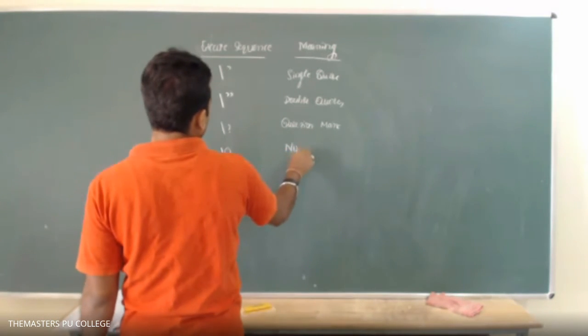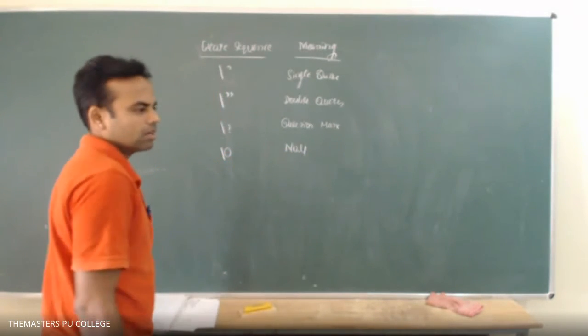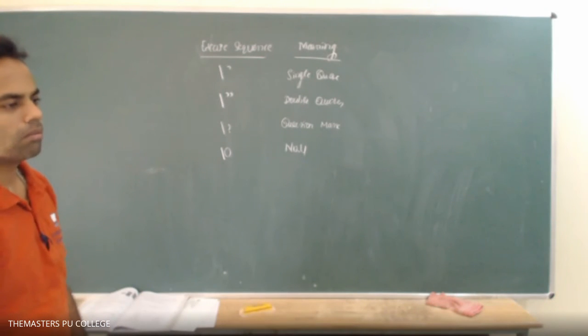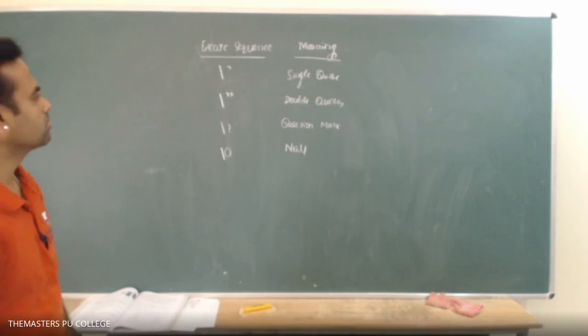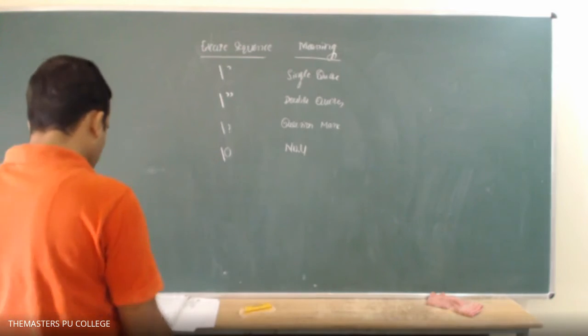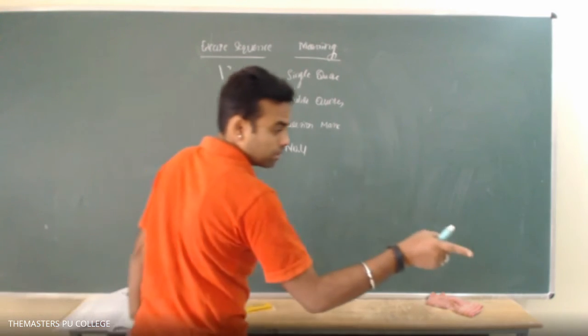Null. If you want to store a blank, then you must give \0. Null will be stored. Backslash, blank. Backslash, in this? Which one? Backslash, this one. Yes, sir.